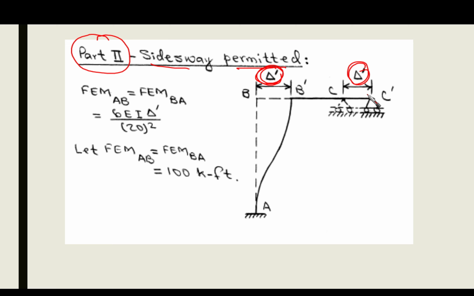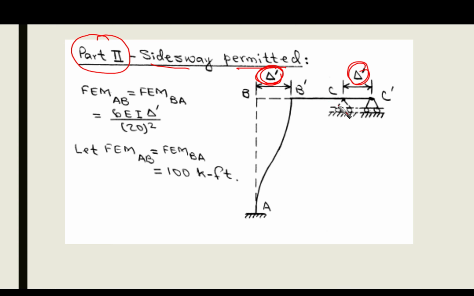As we have explained in the previous video, if we apply this delta prime, you can see the elastic line of the column AB is going to be AB prime. This means that straining actions develop in member AB. However, for BC, it is as if a rigid body motion happened to it, so no straining actions will be produced here.